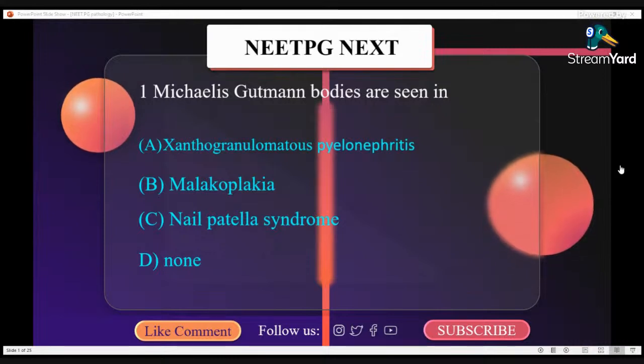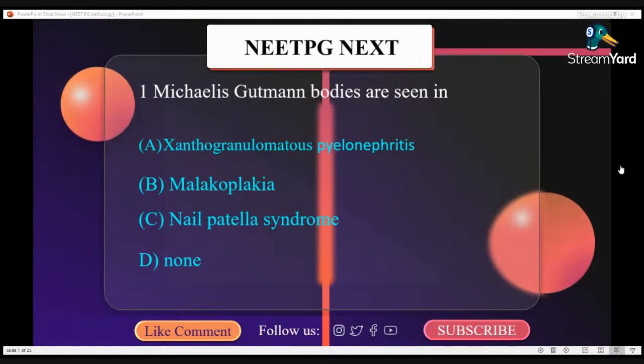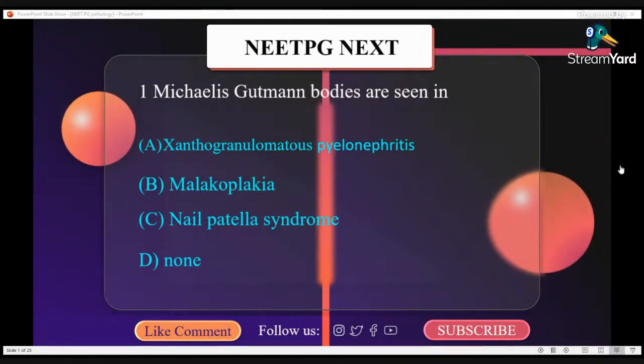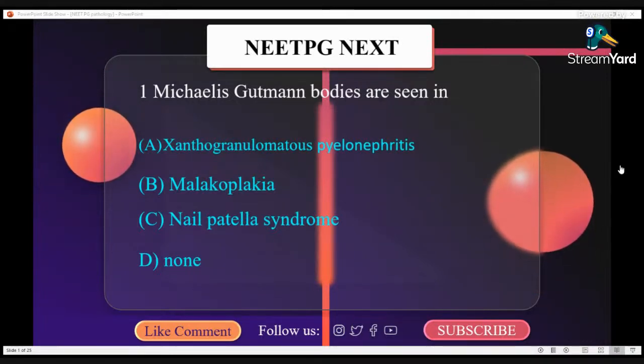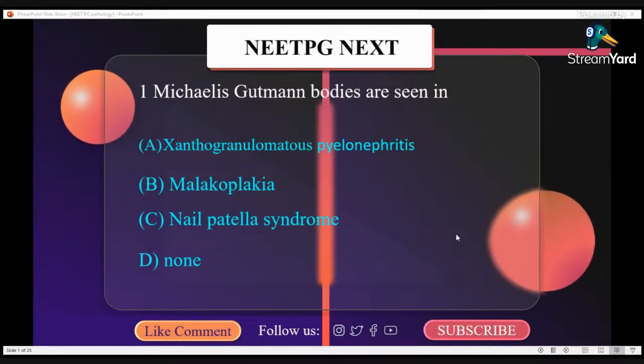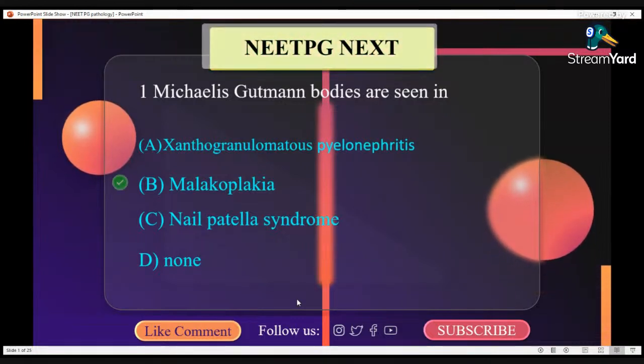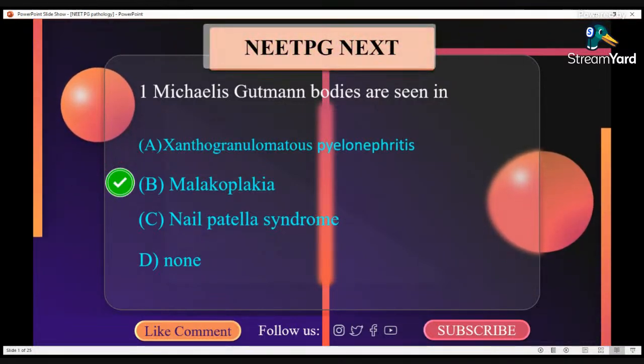Michaelis-Gutmann bodies are seen in xanthogranulomatous pyelonephritis, malakoplakia, Neil-Patella syndrome, none. So the correct option here is malakoplakia. Why malakoplakia?